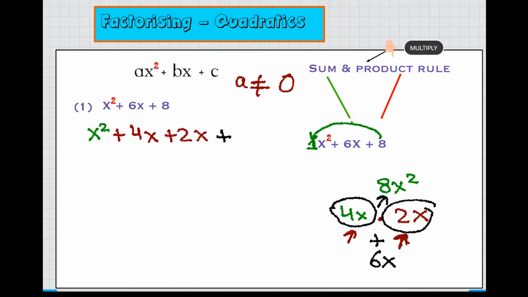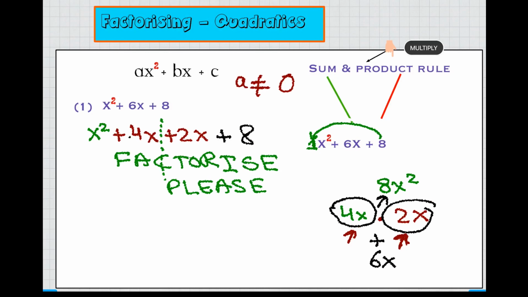Instead of 6x, we will replace 6x with 4x and 2x, and the last thing as it is. So I have replaced 6x with 4x, 2x and 2x using sum and product rule. Then after that, what you need to do is draw a dotted line here after the second term to split it into two, and then we will factorize it separately.